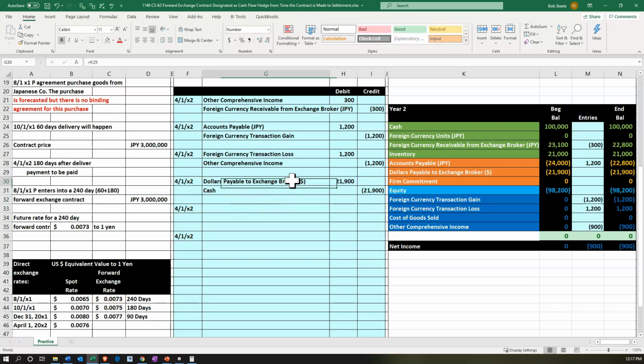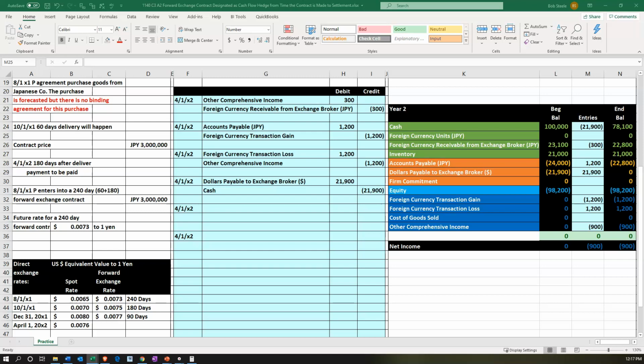Let's go ahead and post this. So here's the dollar payable. That's going to be bringing this amount down to 0 now. That looks good. Then the cash is going to be going down. I missed it, but you see where I was aiming. And this is going to be equal to the 21.9. And so that cash then goes down.